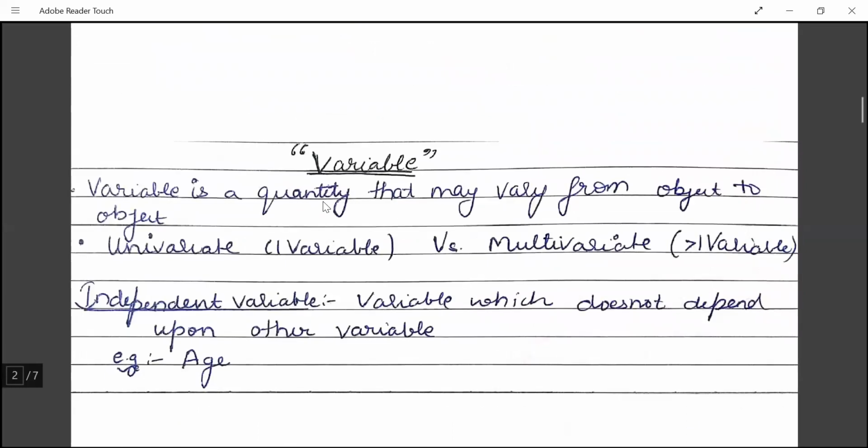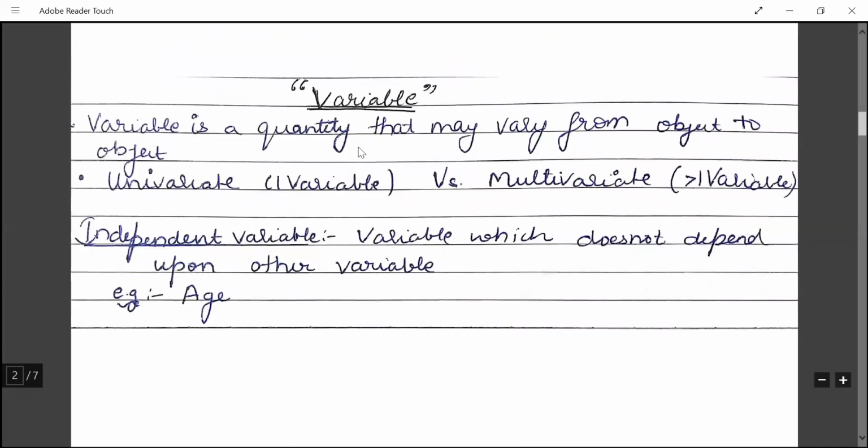Basically, what is a variable? A variable is a quantity that may vary from one object to another. There are various ways to categorize variables. First one is independent variable and dependent variable. An independent variable is a variable which does not depend upon another variable, like our age. Our age is not depending upon any other variable. And the dependent variable is the one which depends upon another variable.